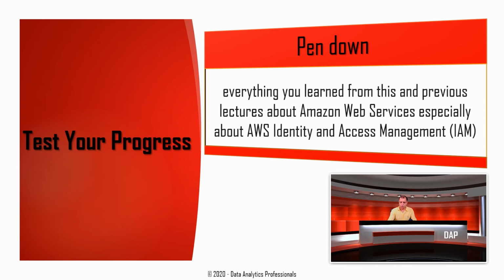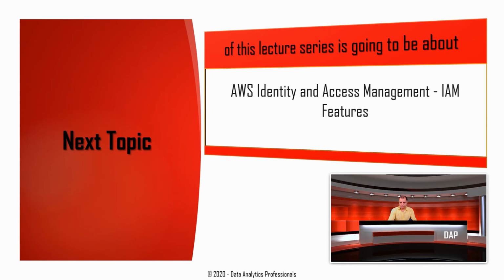Although I'm going to show you how users are created, how groups are created, how inbuilt policies are attached, or how new policies are created and amended, we are going to do many tasks here within the AWS account. So don't worry if you are not understanding everything, that's okay, but we need to comprehend each concept at some point in this lecture series. Now, the next topic of this lecture series is going to be about AWS Identity and Access Management, and we are going to talk about IAM features.